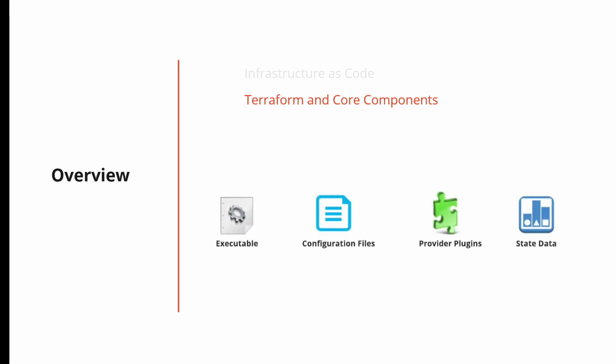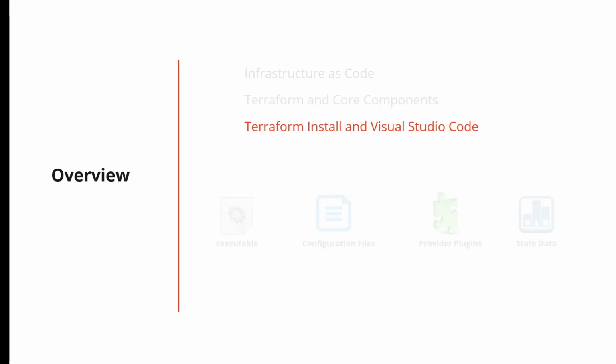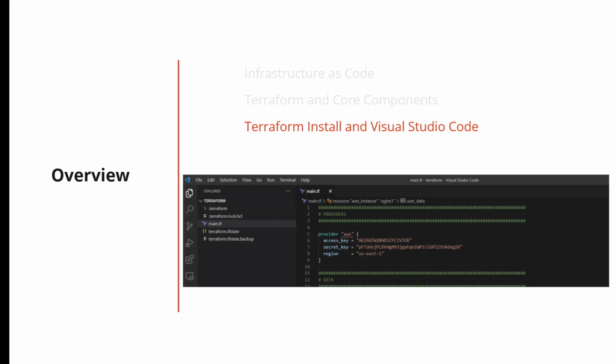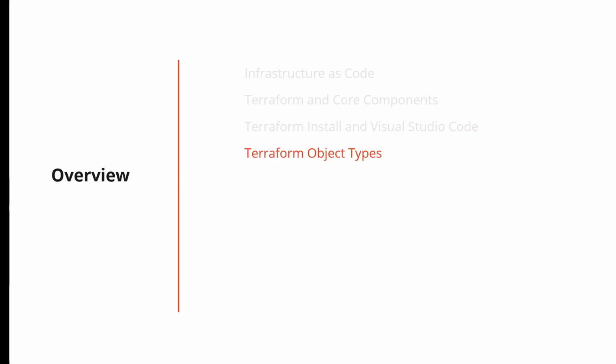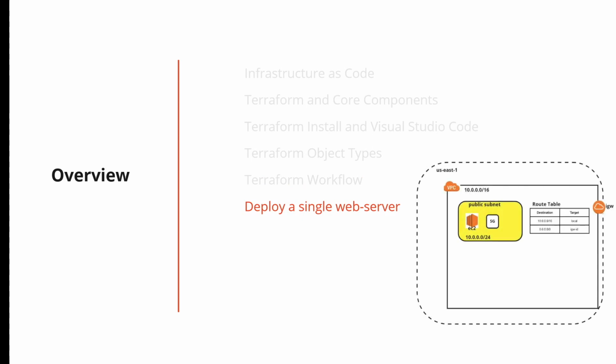So before we dive deep into Terraform, I want you to understand the overview of what we are going to talk about in today's tutorial. First, we are going to discuss infrastructure as code, and then we are going to discuss Terraform and its core components. Then we are going to do the installation of Terraform, and then I want you guys to learn about Visual Studio Code, which is an open source code editor. And we are going to talk about Terraform object types, and we're going to discuss the Terraform workflow. And finally, we are going to deploy a single web server in AWS with Terraform.